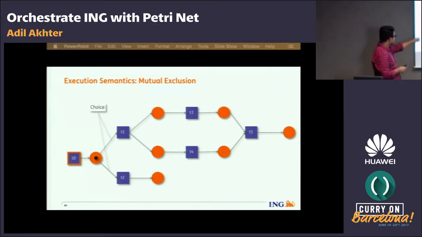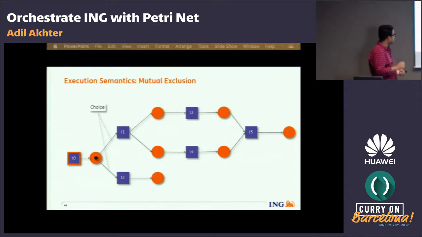And when the token is in place, it enables two different transitions, T1 and T2. Now we have two transitions enabled. In this case, it selects one of them non-deterministically. So this kind of property encodes some non-determinism.